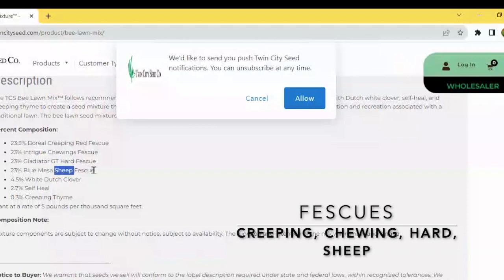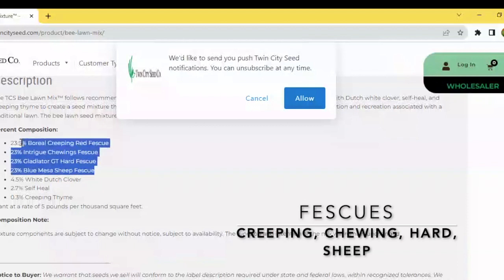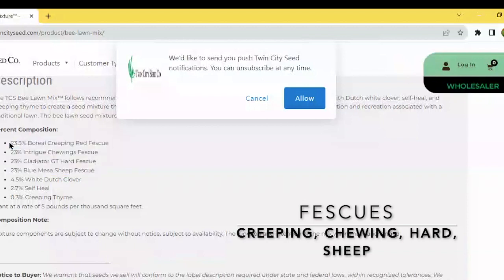And of course, these fescues are also going to be a pretty good indication. Unfortunately, the turfgrass world couldn't make it easy on us. Of course, there's another kind of fescue out there that doesn't work with bee lawns. Those would be the tall fescues. I mean, your best bet is talk to whoever's at the garden center if you're not sure. But creeping, chewings, hard, and sheep are always going to be fine fescues that work really nicely with bee lawn flowers.